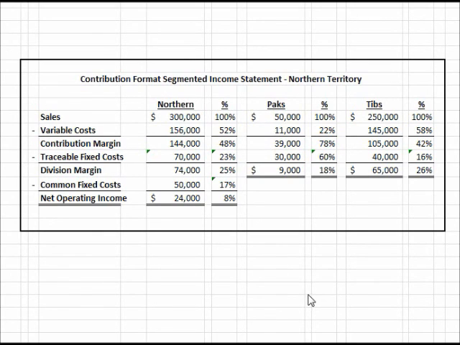Alright, and that is your basic segmented contribution format income statement. How we break it down. You can break it down first by division, and then take a division and break that down even further by product line. And knowing that will help with the homework problem that you're going to have for Chapter 6.